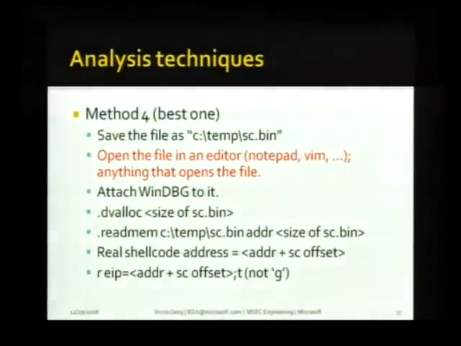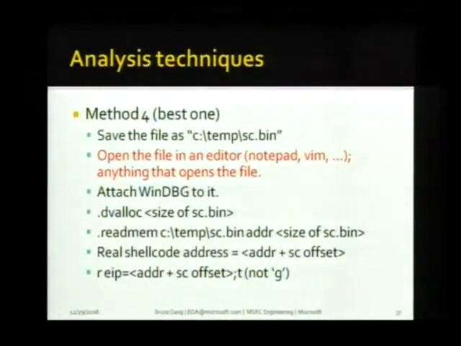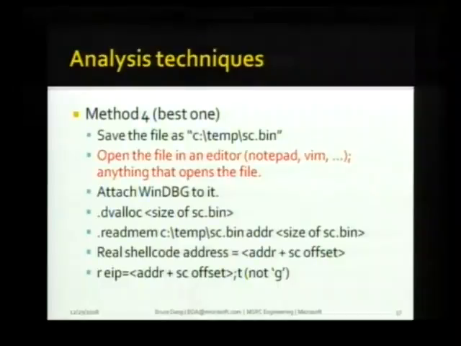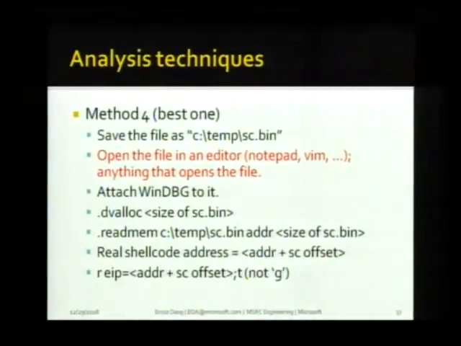So you try to emulate the Office environment. All you do is open up a hex editor or anything that opens the file. You can write your own program to open the file too. And you attach WinDBG to that, and then you do .dvalloc. You do the same thing. The advantage of this is that because you opened the file, you have a file handle. Even though it's not Office, it's still a file handle.